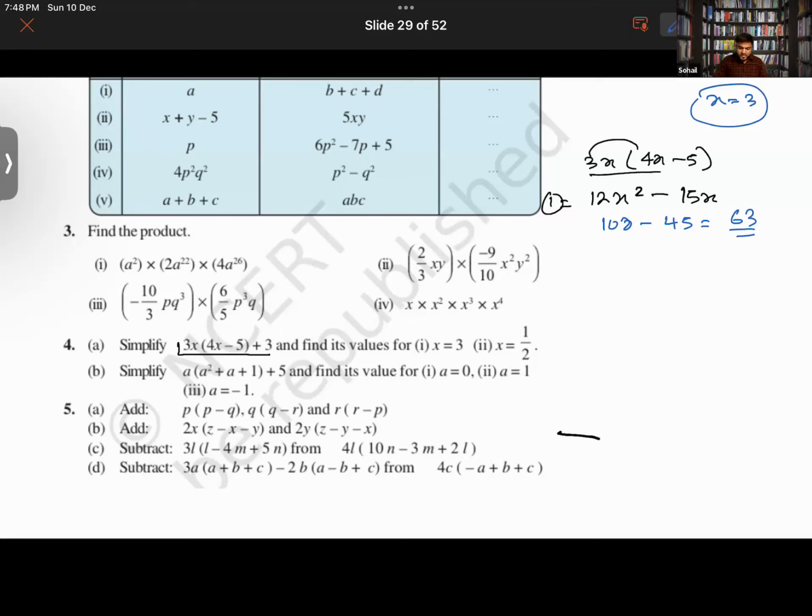So this is how you have to do it. Similarly, subtraction and addition were also simple. I won't be solving the addition ones because they are very simple. Does anyone have an issue with question number B? What would be the value of the expression if A is equal to 0 in question number B of 4?